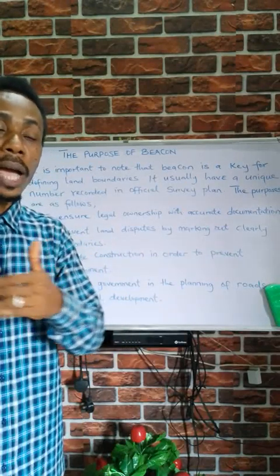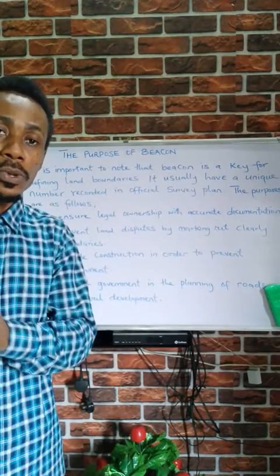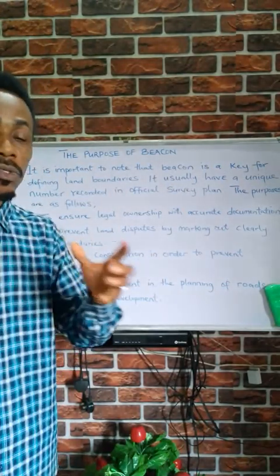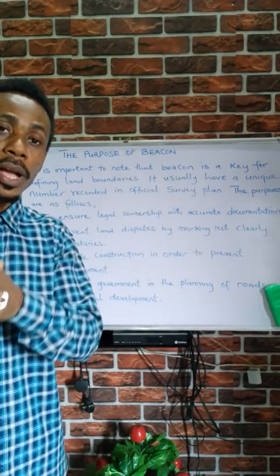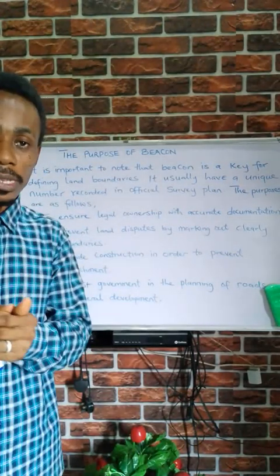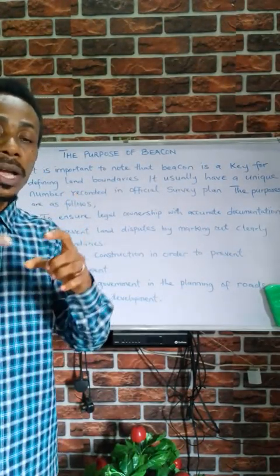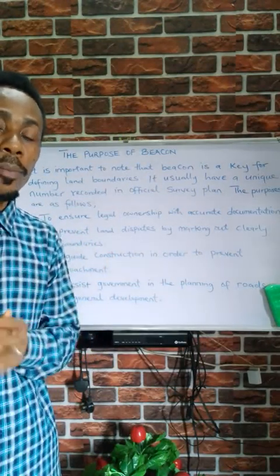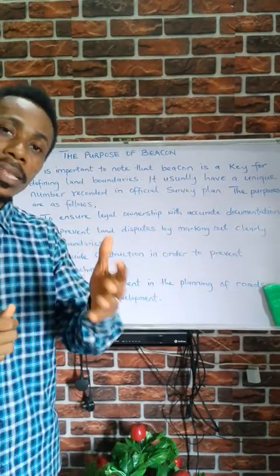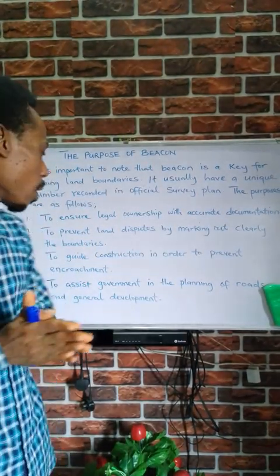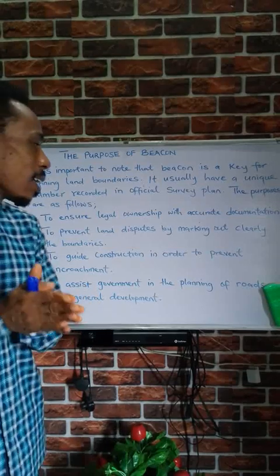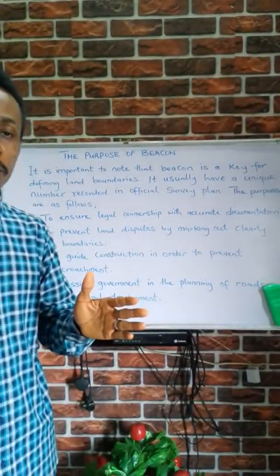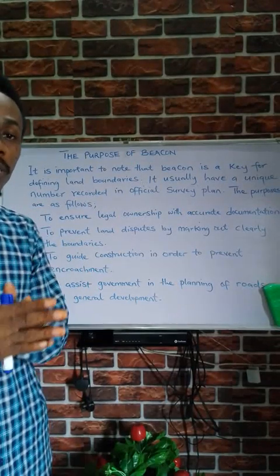By so doing, you can settle disputes with that survey plan that has those beacon numbers, because those beacons are coordinate points. With your instrument, you can coordinate those beacon points, and that will help to settle the dispute. So basically, those beacons help to mark out the boundaries clearly.